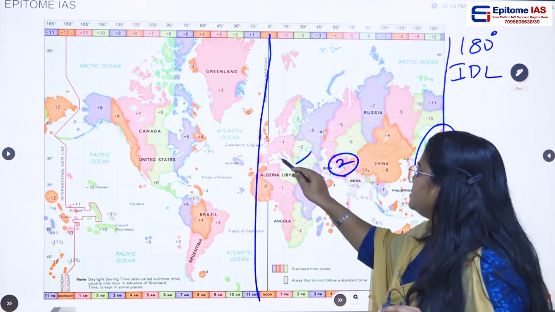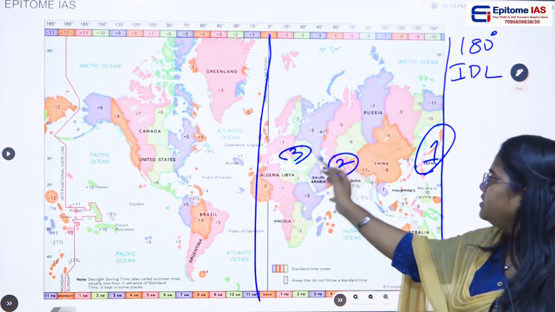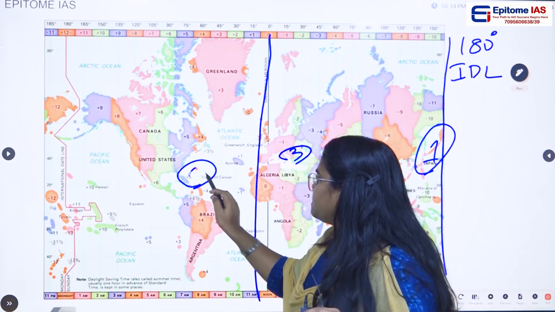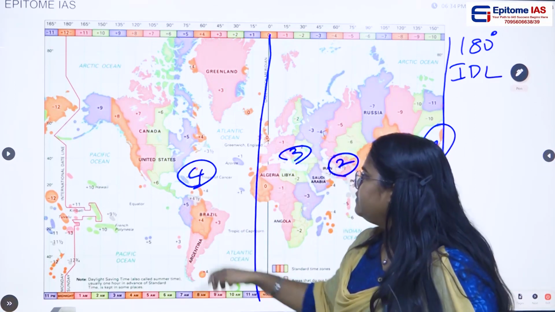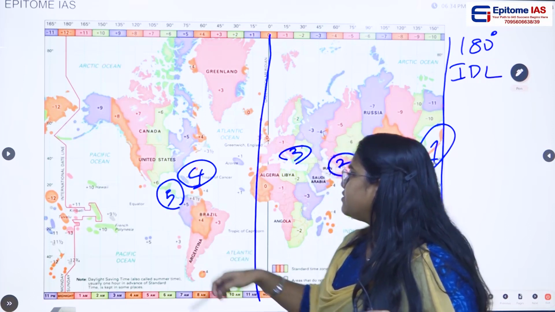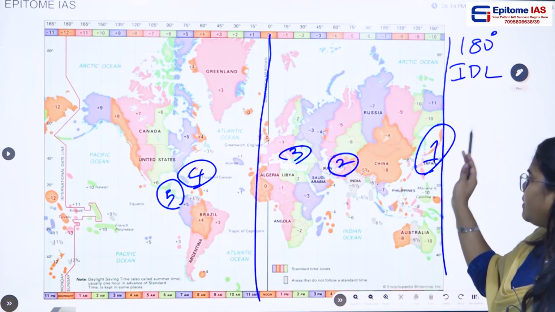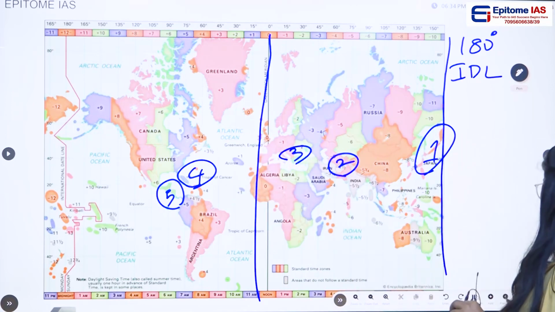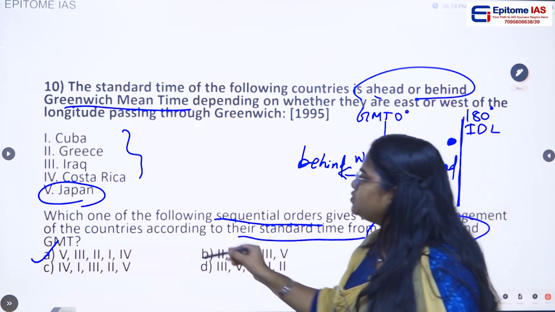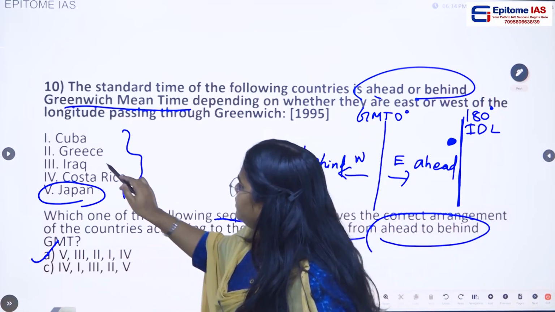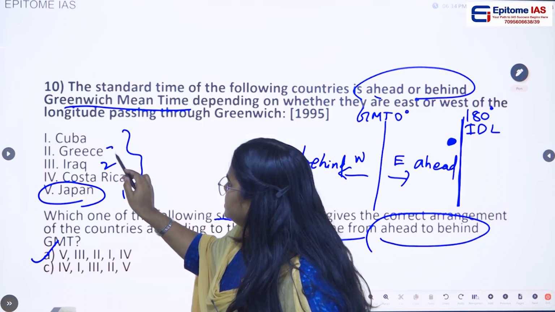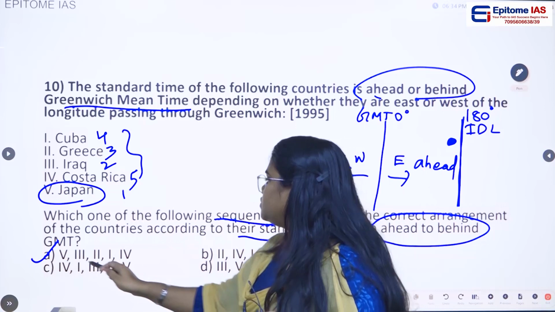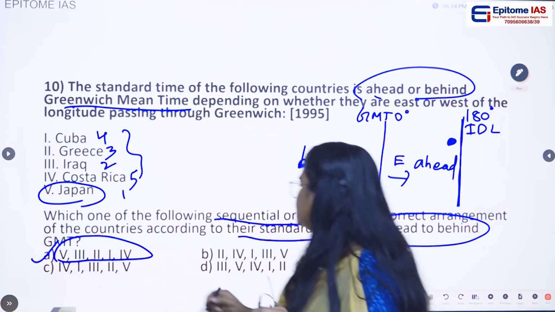Then they have given Greece. Greece is a European country, so it is going to be somewhere here. Then they have given Cuba. So it's going to be the fourth country. Then we have Costa Rica. It's somewhere here. So if you see, the order would be Japan, Iraq, Greece, Cuba, and Costa Rica. So this would be the correct order. Japan first, then Iraq, then Greece, then Cuba, then Costa Rica. So the answer would be 5, 3, 2, 1. Option A is the correct answer.